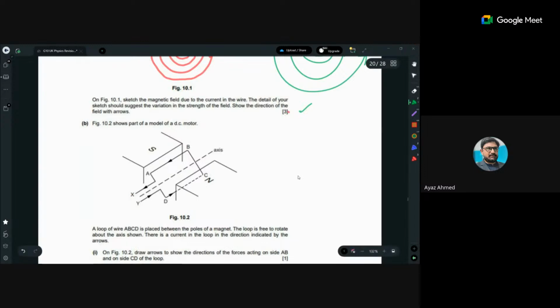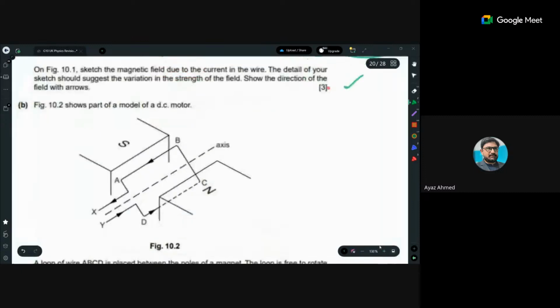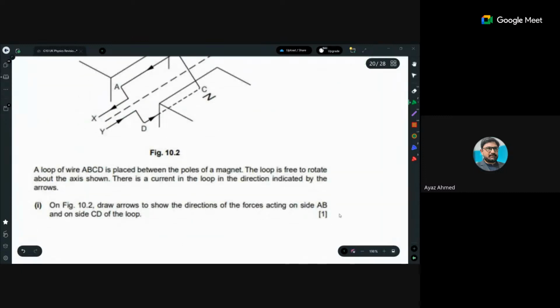Between the poles of the magnet, this one. The loop is free to rotate about the axis. Look, current is shown there. There is a current in the loop, and the direction is indicated by arrows. The direction of the current is also given.